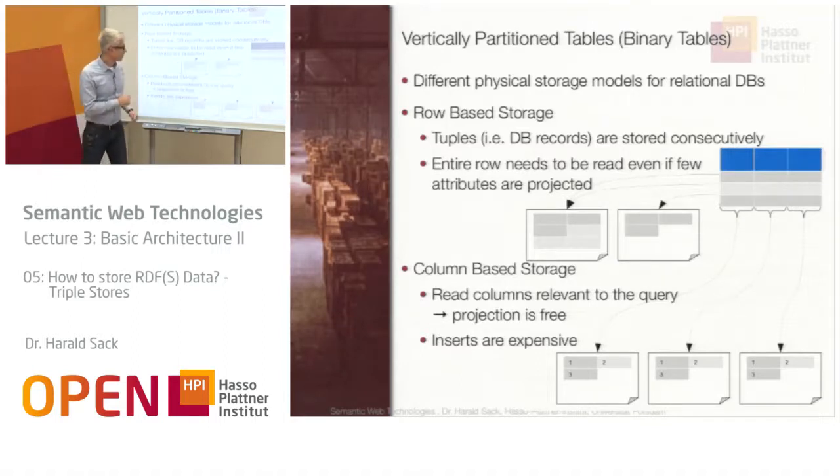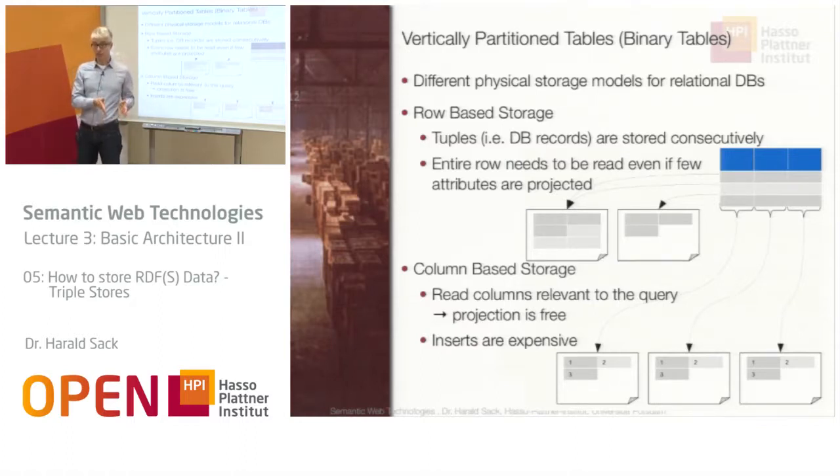You have to read entire rows when attributes have to be projected and you only require one value or one attribute. So this might be an overhead. On the other hand, if you use column-based storage, then it's pretty simple. Then you have the tuples aggregated in columns within your file, and then projection, of course, is for free.